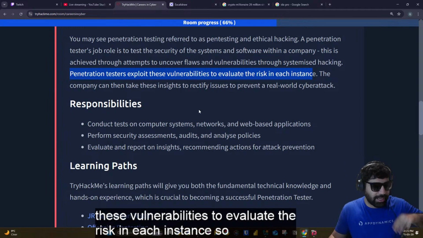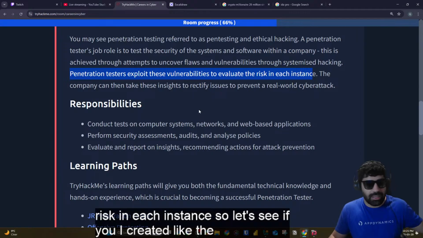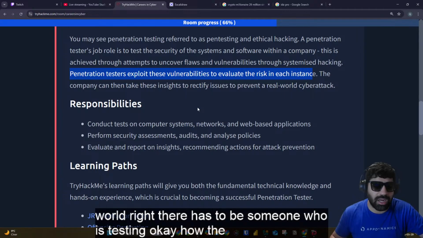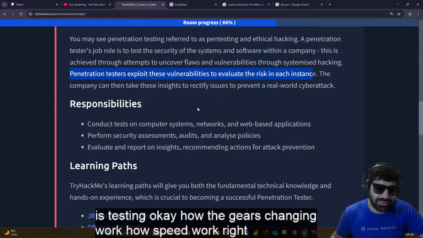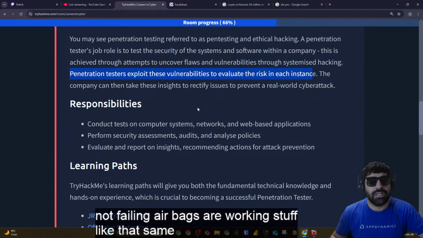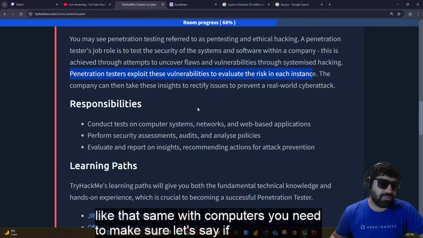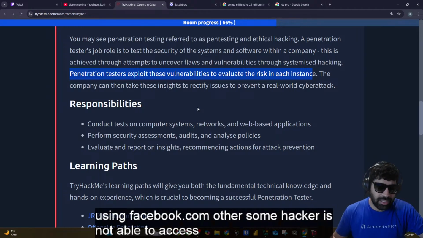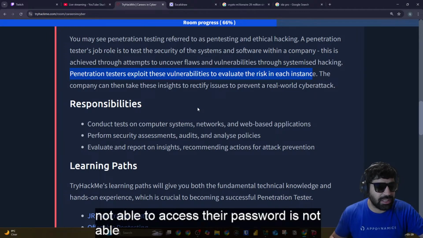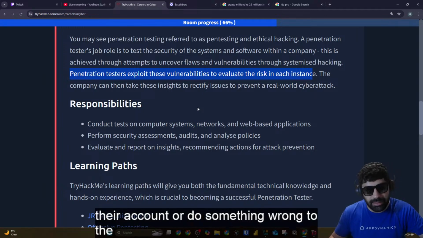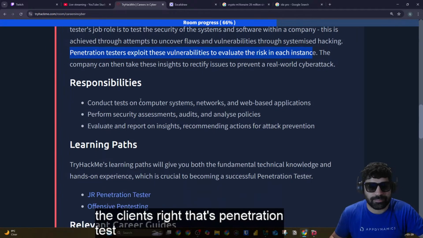So let's say you created the best car in the world. There has to be someone testing how the gear changing works, how speed works, that the engine is not failing, airbags are working, stuff like that. Same with computers. You need to make sure, if somebody is using facebook.com, some hacker is not able to access their password, take over their account or do something wrong to the clients. That's the penetration tester's job.